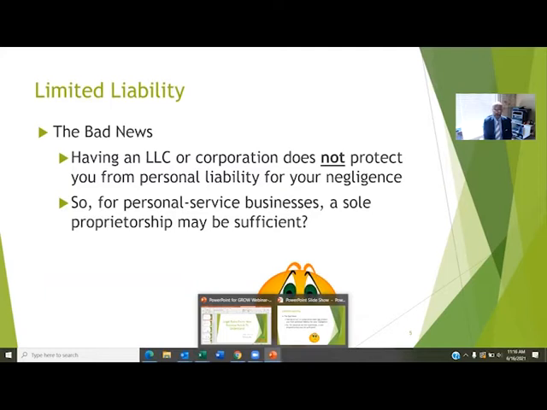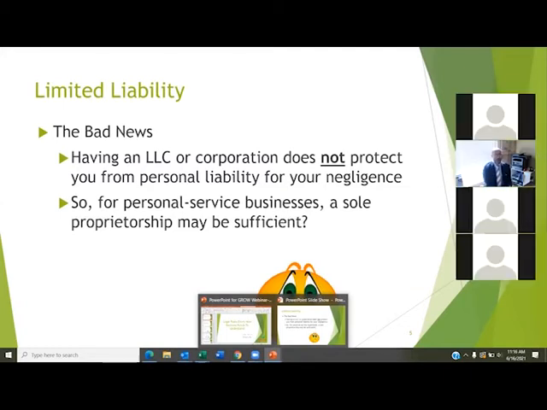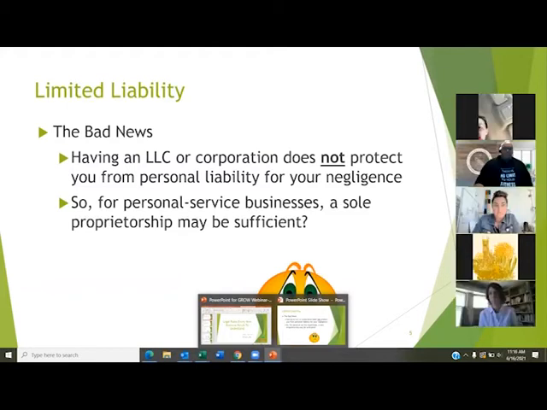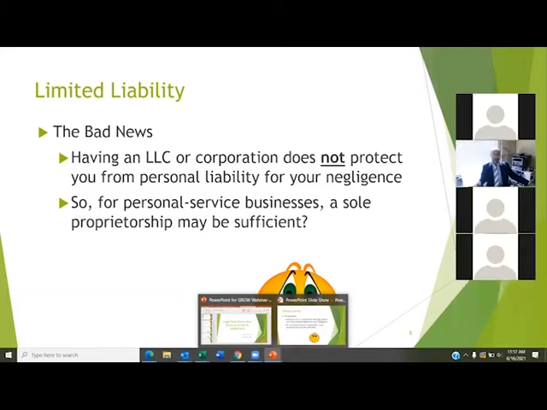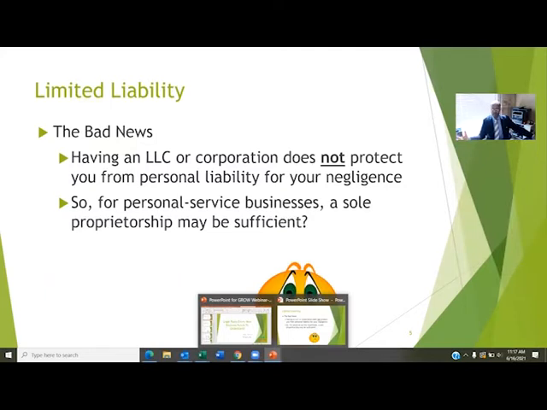The interesting case is with personal service businesses. Sometimes a sole proprietorship is sufficient because the best way, even with an LLC, to protect yourself from lawsuits, which is the primary risk that we're talking about here with liability, someone suing you in court for money, is absolutely insurance. Whether you're an LLC, a sole proprietor, or even a corporation, you should have the necessary and proper insurances in place to cover the event that negligence happens or anything like that.